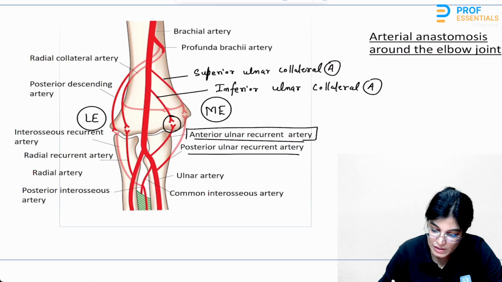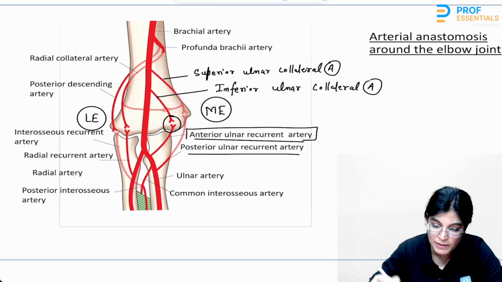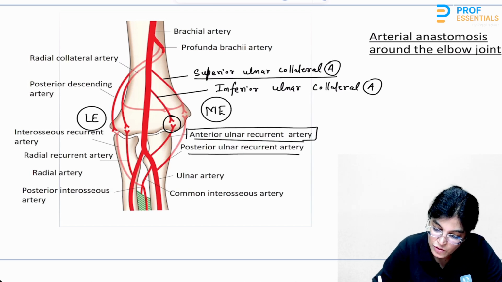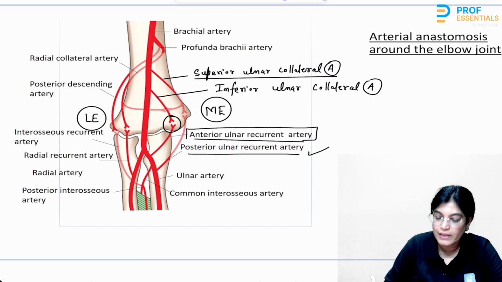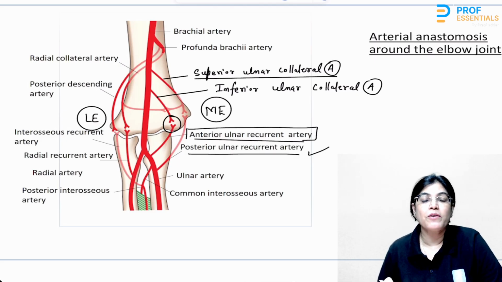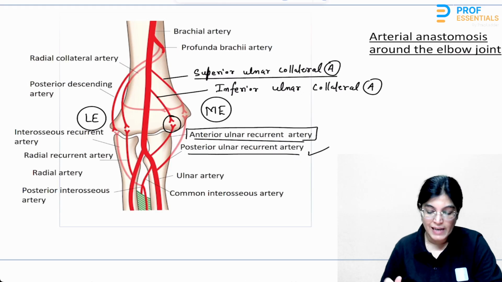Now if I talk about the posterior aspect to the medial epicondyle, so behind the medial epicondyle we have the anastomosis which is taking place between the superior ulnar collateral artery and the posterior ulnar recurrent artery. So it takes place between the superior ulnar collateral artery and a branch of the inferior ulnar collateral artery with that of the posterior ulnar recurrent artery. So it is important for you to understand this.